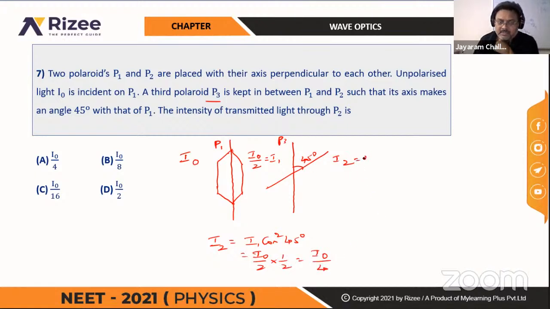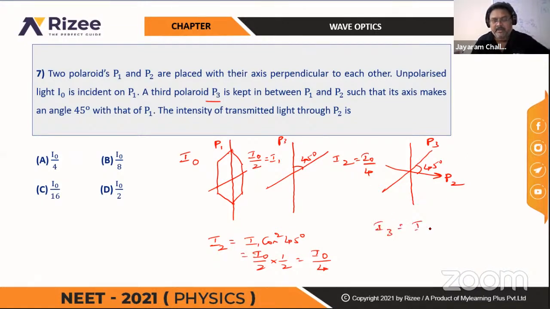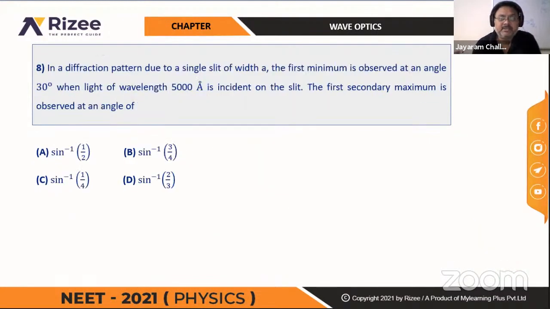Now the same light, which has I naught by 4 intensity, falls on the second Polaroid, which is perpendicular to the initial one. So with respect to P3, it is making an angle of 45 degrees again. So again apply the law. So I3 is equal to how much? I2 times cos square of 45 degrees. I2 is I naught by 4 and this will be 1 by 2. So your final intensity will be I naught by 8. So remember this: whenever unpolarized light falls on a Polaroid, its intensity reduces to half.